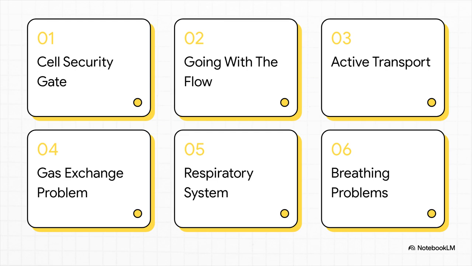Well, here's our roadmap to figure that out. We'll start at number 1, the cell's security gate, move to going with the flow, and then powering up active transport. After that, we'll zoom out to the gas exchange problem, explore the human respiratory system, and finally wrap up with when breathing goes wrong.